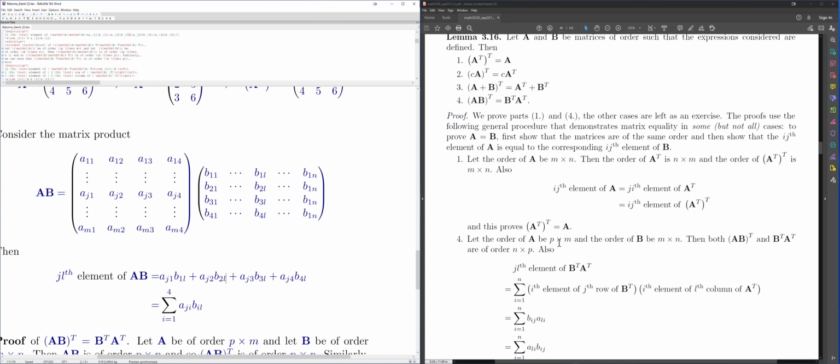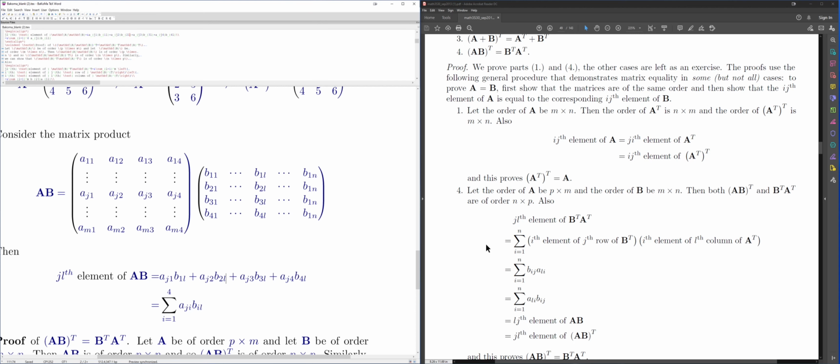Right, and then if A is P by M and B is M by N, then the product AB is P by N. And so AB is P by N, which means that the transpose is going to be N by P. So AB transpose is of order N by P. Similarly, B transpose would be N by M and A transpose would be M by P. So if I multiply B transpose by A transpose, I'd have N by M times M by P, so I'd end up with an N by P. So both of these have the same order. So you just check that way.